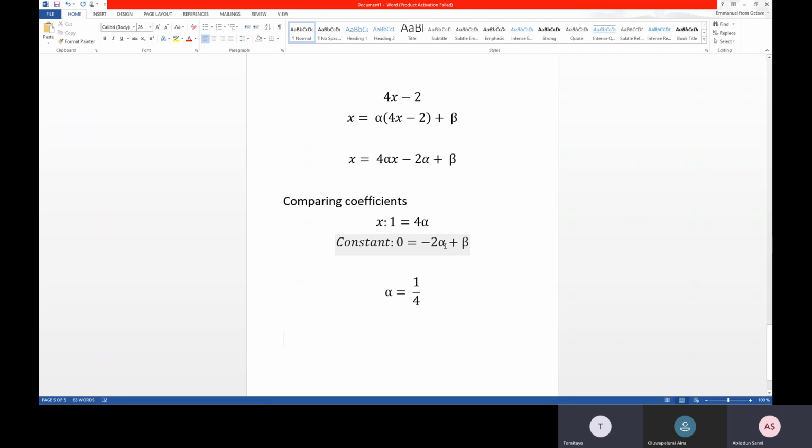Minus 2 times minus 1 over 2. That's minus 1 over 2. So to get beta, send minus 1 over 2 to the other side. Beta is going to be what? 1 over 2.